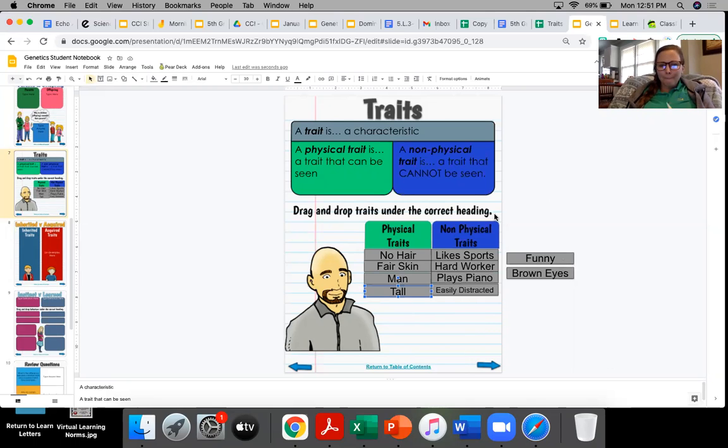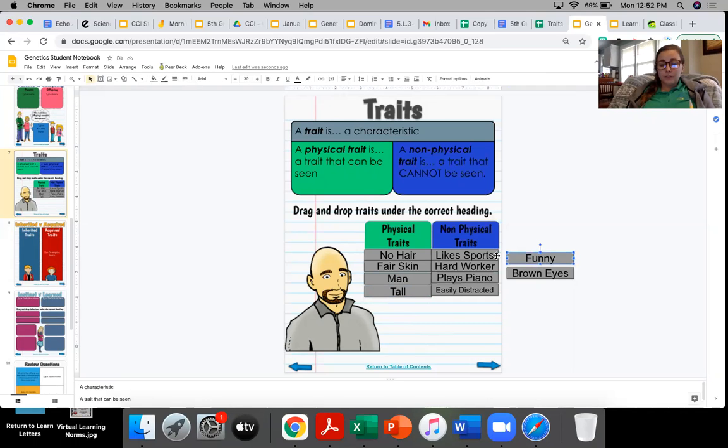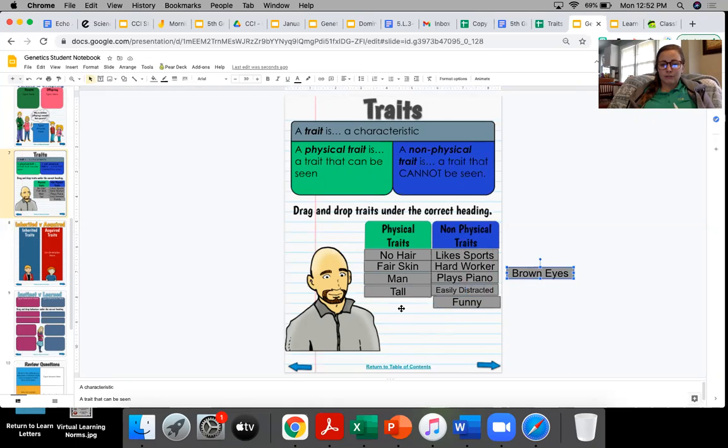Demario. Funny is non-physical. I could not look at you and tell if you were funny or not. And last but not least, brown eyes. Jamon, is that physical or non-physical? Everybody know that's physical. Yes, that is definitely physical. I can definitely look at you and tell if you have brown eyes, the color of your eyes.